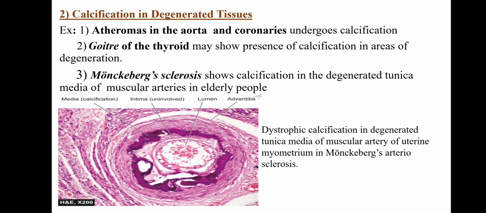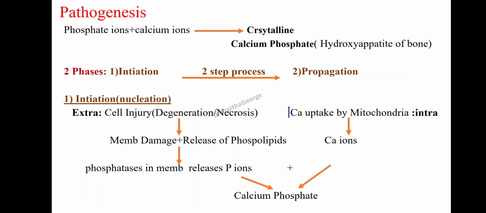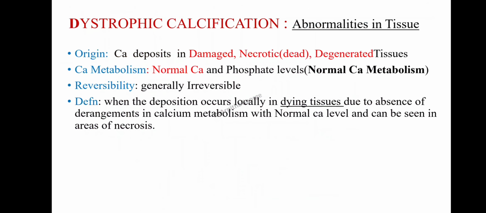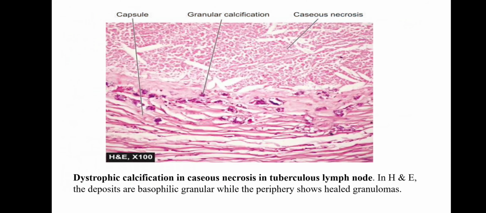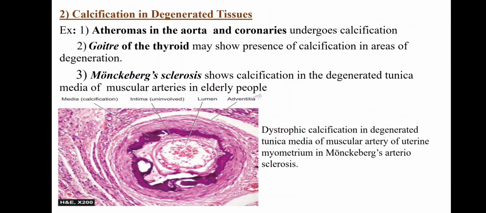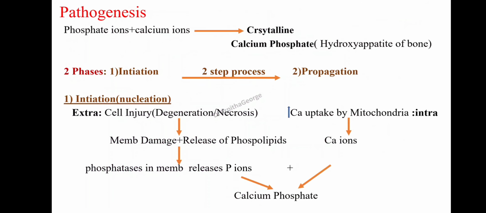So here comes a very beautiful part. We'll go to the pathogenesis. I told you in the beginning the etiology and the pathogenesis of two calcifications. Which are the two calcifications? Dystrophic and metastatic. For both calcifications, the etiology and pathogenesis are different, but the morphology is almost the same. Okay, so we'll just go to the pathogenesis of dystrophic calcification.